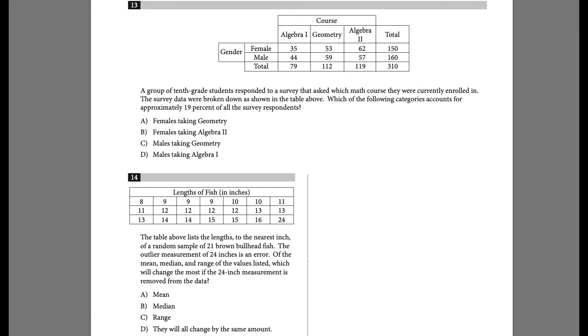Number 13. A group of 10th grade students responded to a survey that asked which math course they were currently enrolled in. The survey data was broken down as shown in the table above. Which of the following categories accounts for approximately 19% of all survey respondents? In order to answer this question, we need to figure out how many students is 19% of all survey respondents.